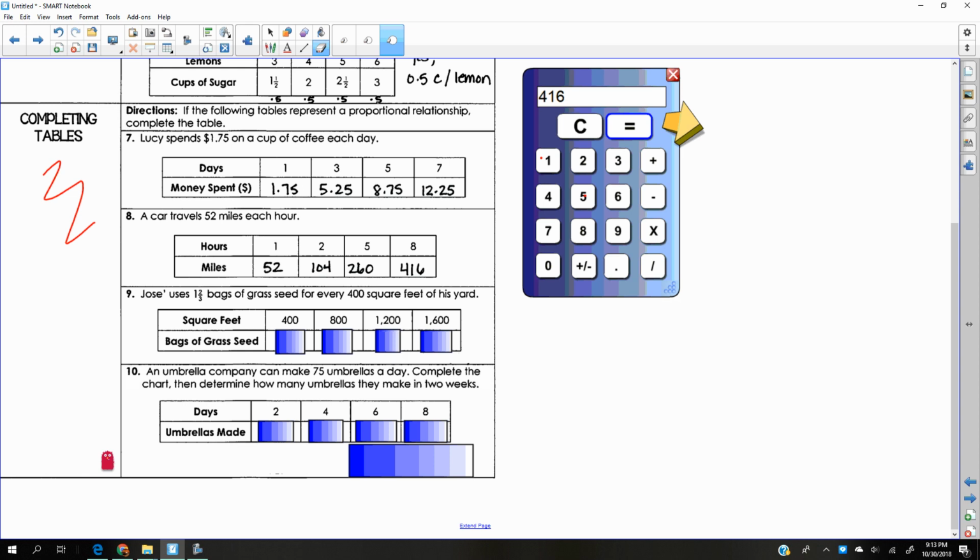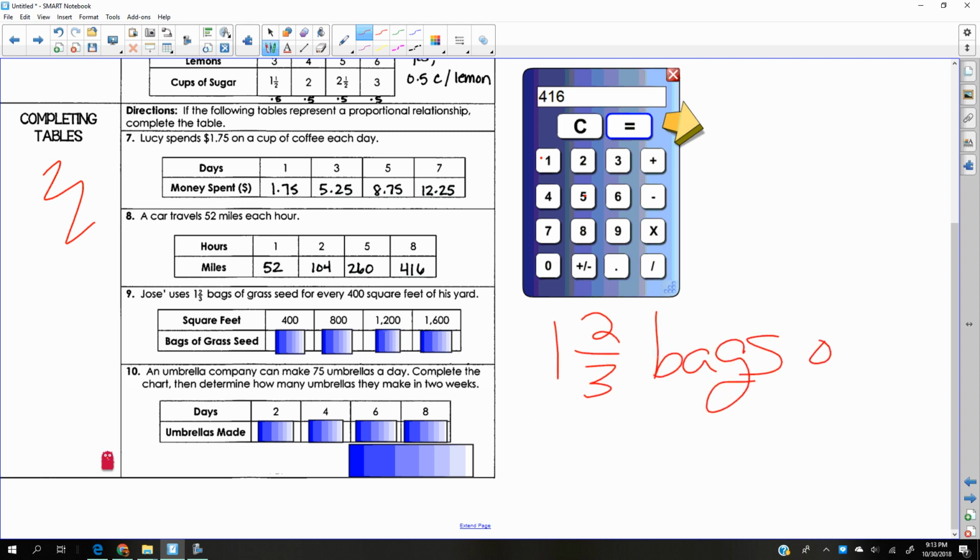Jose uses 1 2/3 bags of grass seed for every 400 feet of his yard. All right, so there's your issue right there, isn't it? Because you have 1 2/3 bags of grass, right? But you can't put 2/3 on a calculator. So we already know we have at least 1 whole bag of grass. So we're going to have a decimal point here.